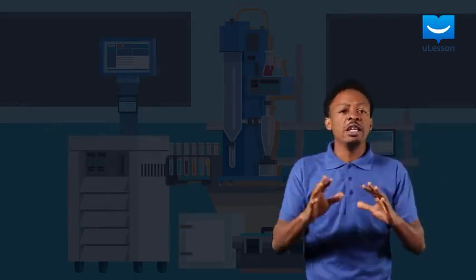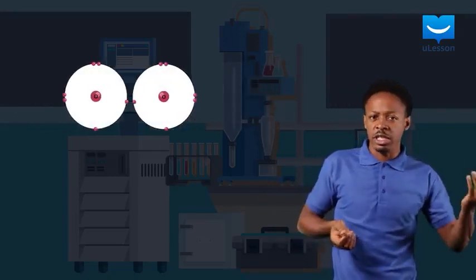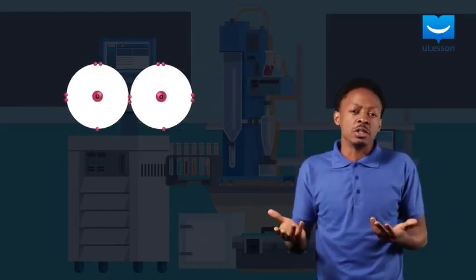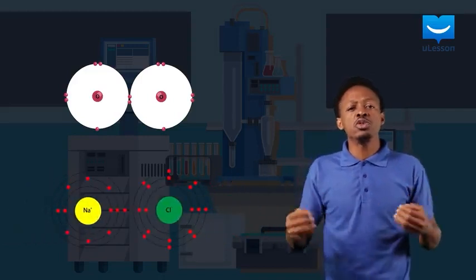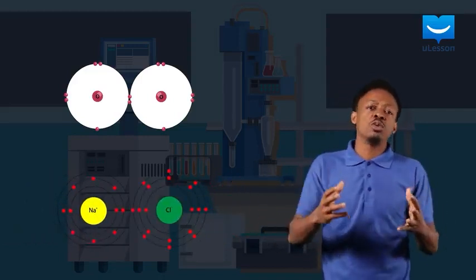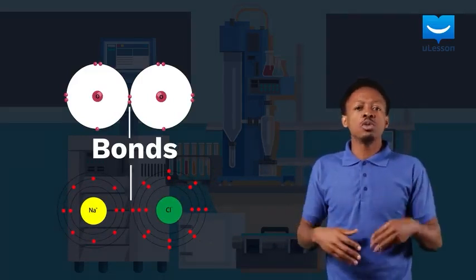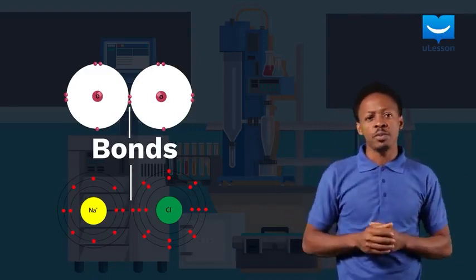But atoms rarely exist alone in nature. They either combine with other similar atoms to form molecules, as in oxygen gas, or combine with different atoms to form compounds, as in water. And when atoms combine, they do so through sharing or donating their electrons. This creates what are called bonds, and these bonds are what hold two or more atoms together to form a compound.